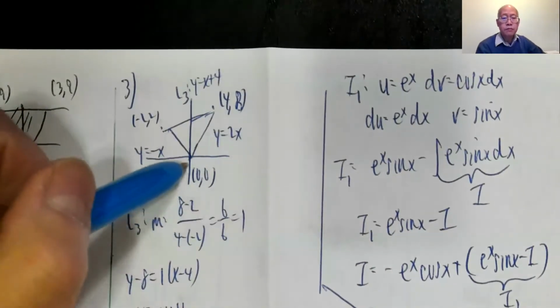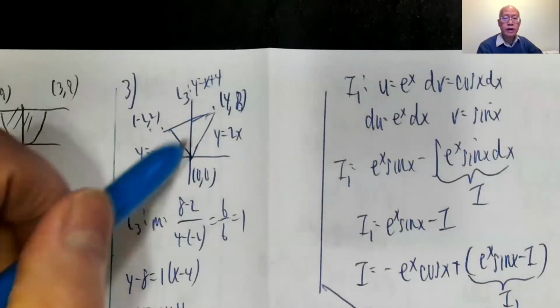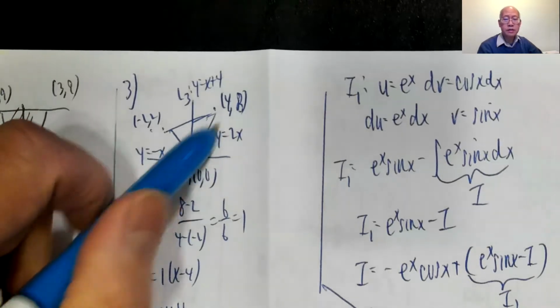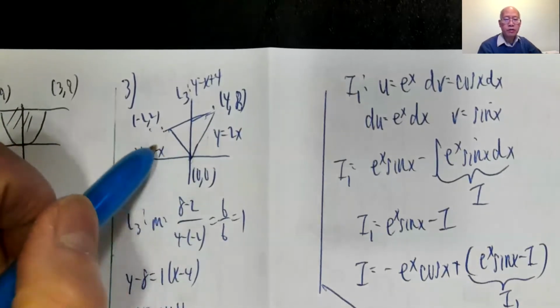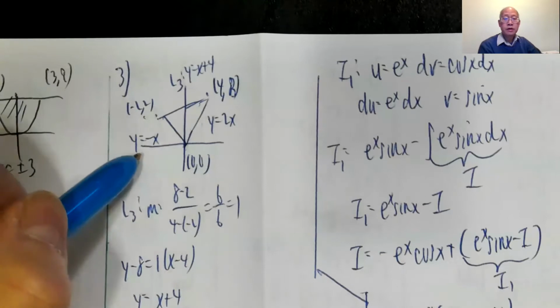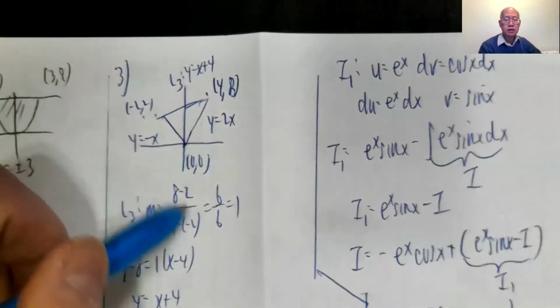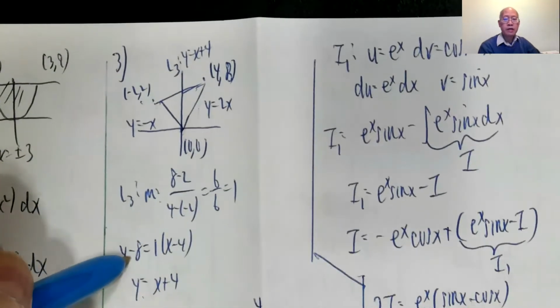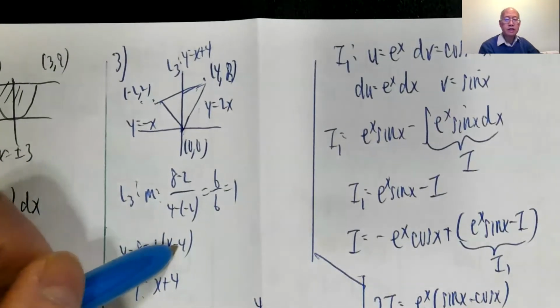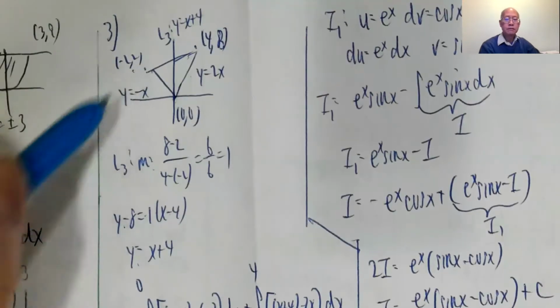Number 3, the points (0, 0), (negative 2, 2), (4, 8). This is y equals 2x. Slope is 2. This slope is negative 1, y equals negative x. This one, the slope is 8 minus 2 over 4 minus negative 2, which is 6 over 6, which is 1. y minus y1, y minus 8 equals m times x minus 4. y equals x plus 4.